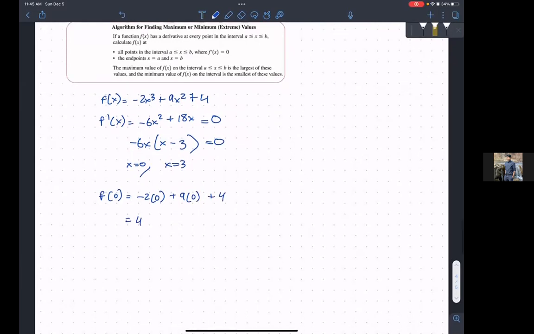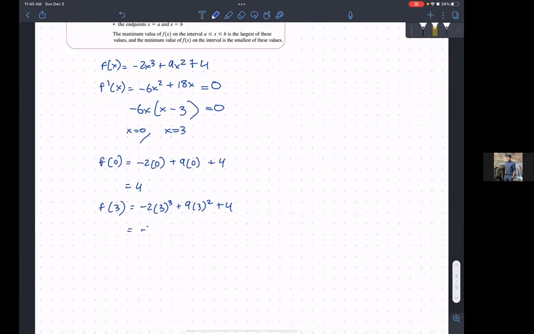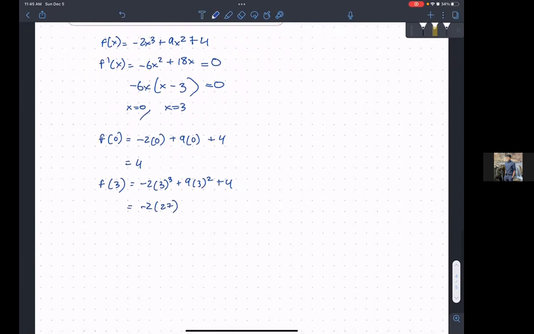And then if I also put three, I'm going to get negative two times three cubed plus nine times three squared plus four, equals negative two times, three to the power of three is 27, right? And then we have nine times nine, so 81. And then we also have plus four, right? So we're going to get 31, okay?